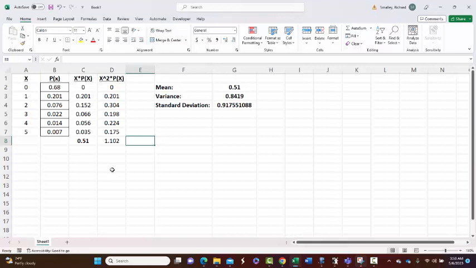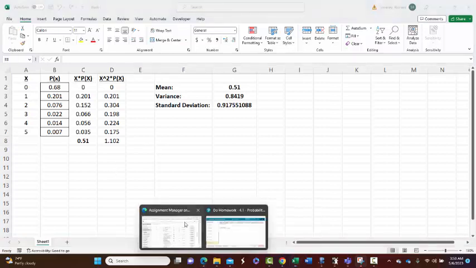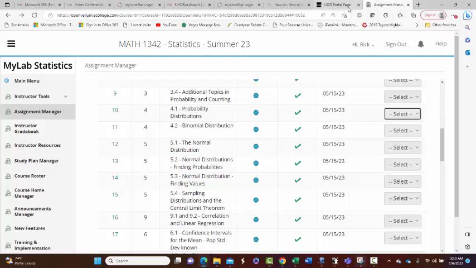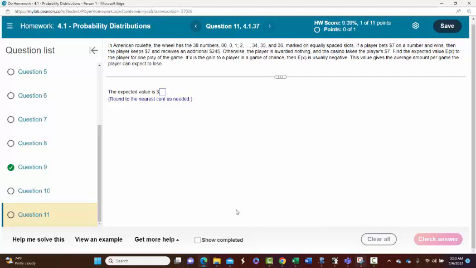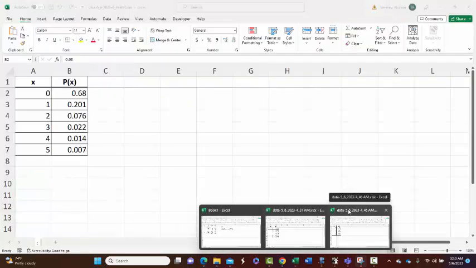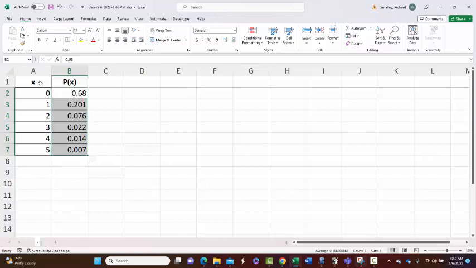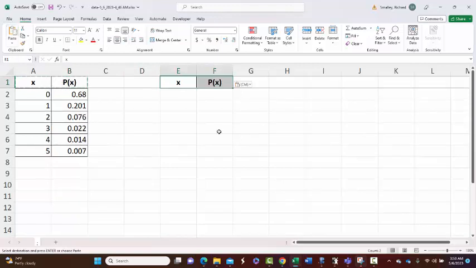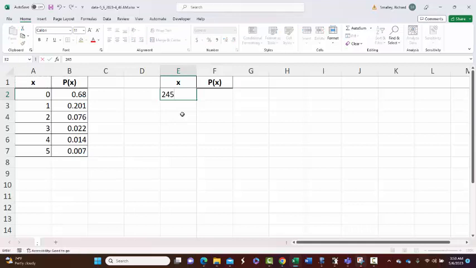But anyway, let's look at the scenario. Player bets $7 on a number and wins, and the player keeps the 7 and receives an additional $245. So I'll just copy and paste the number over here. Let me just copy these two. So that means this will be a plus 245. I won't put a plus sign there.